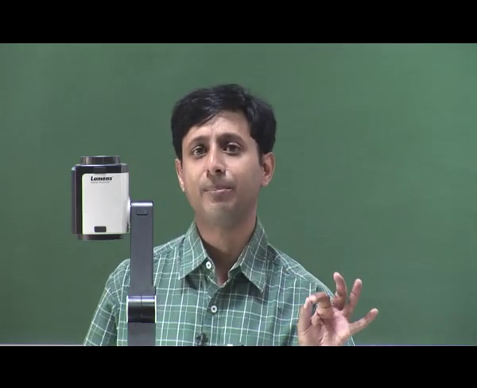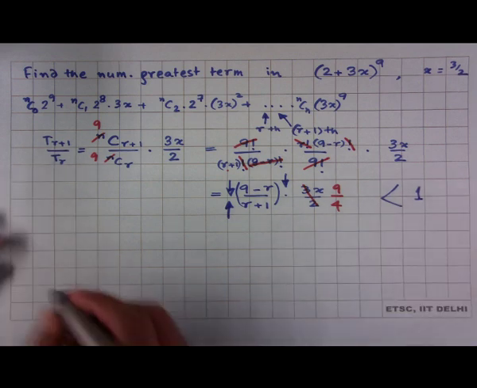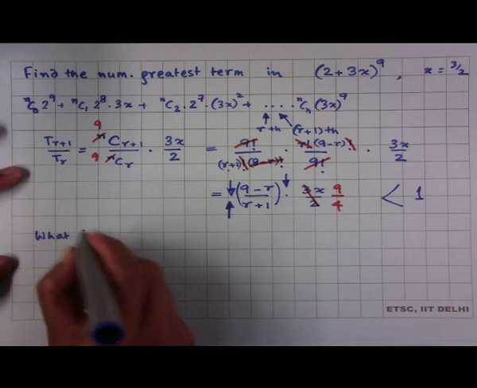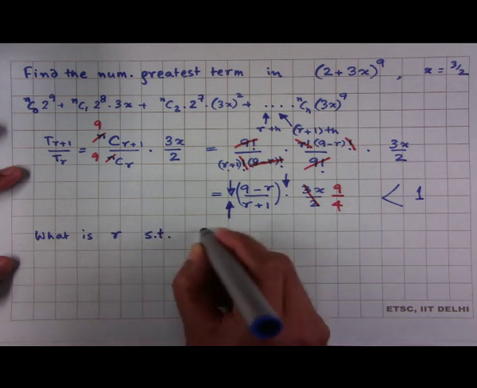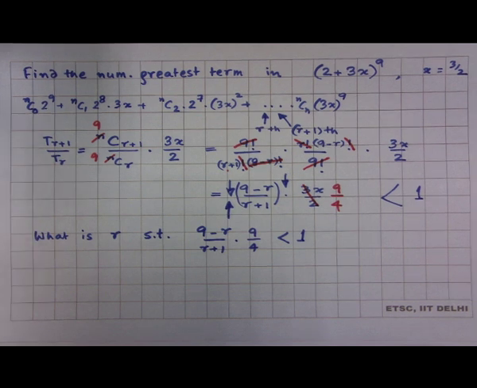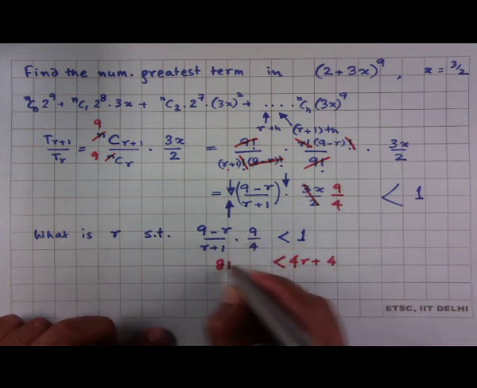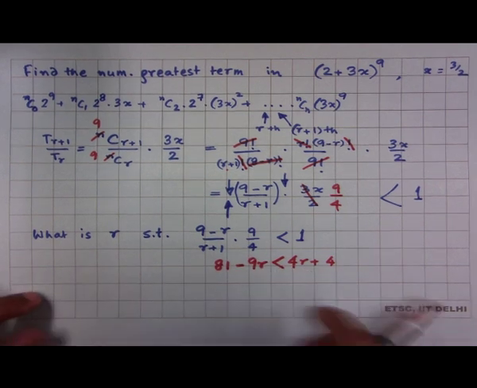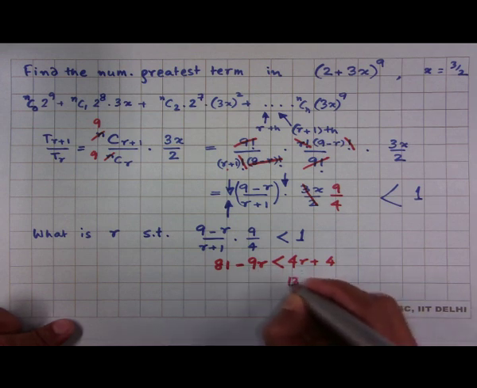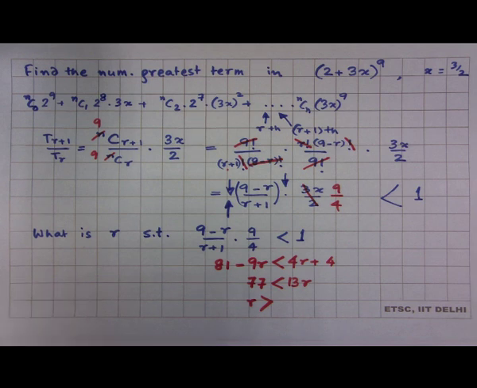Okay. So, we just have to find the point where 9 minus r by r plus 1 times 9 by 4 is less than 1. What is r such that 9 minus r by r plus 1 times 9 by 4 is less than 1? And can we work this out? This is much easier to work out. So, you have got 4r plus 4 greater than 81 minus 9r, and then put the r's together. So, you have got 13r on this side and you have got 77 on the other side, which means r must be greater than 77 by 13.